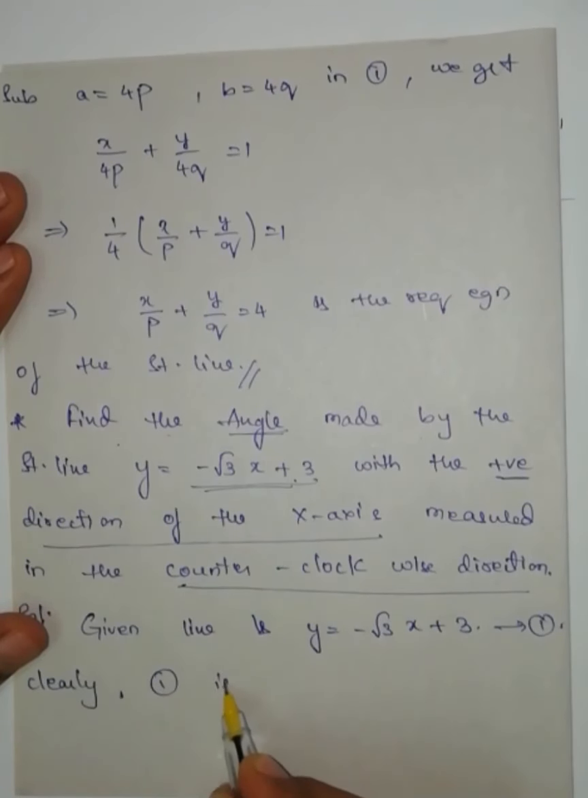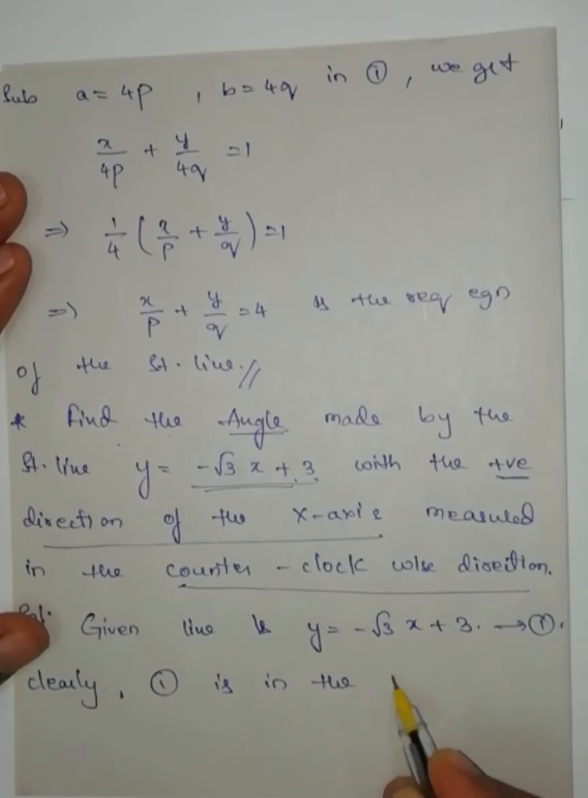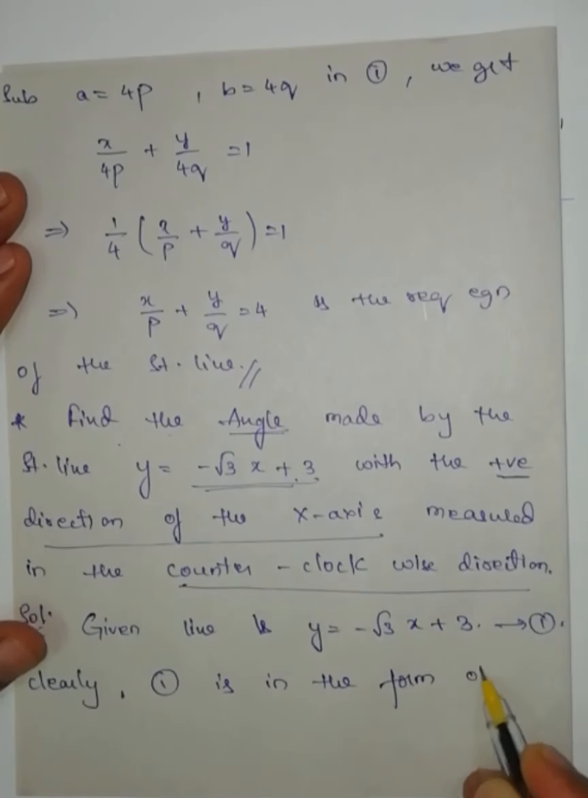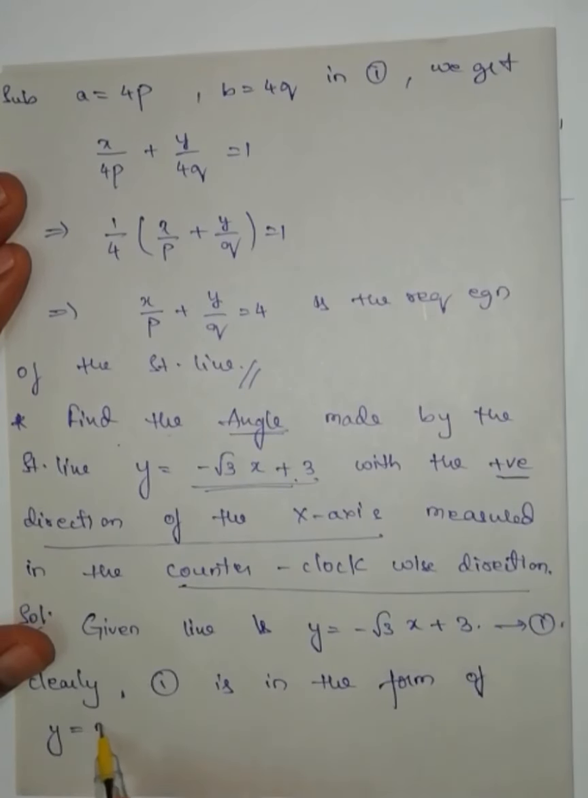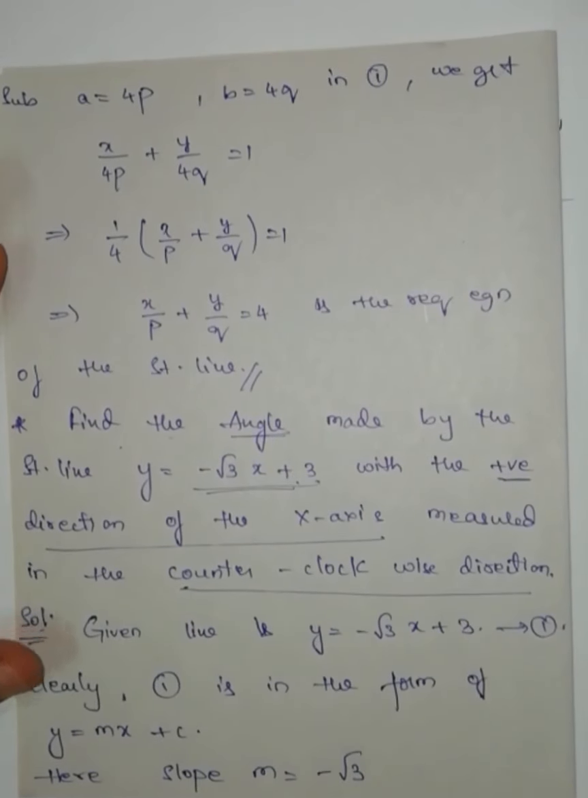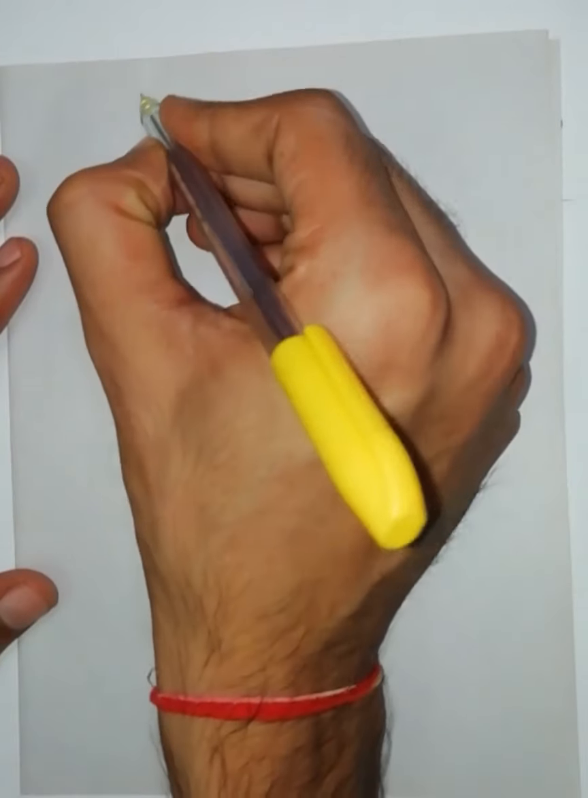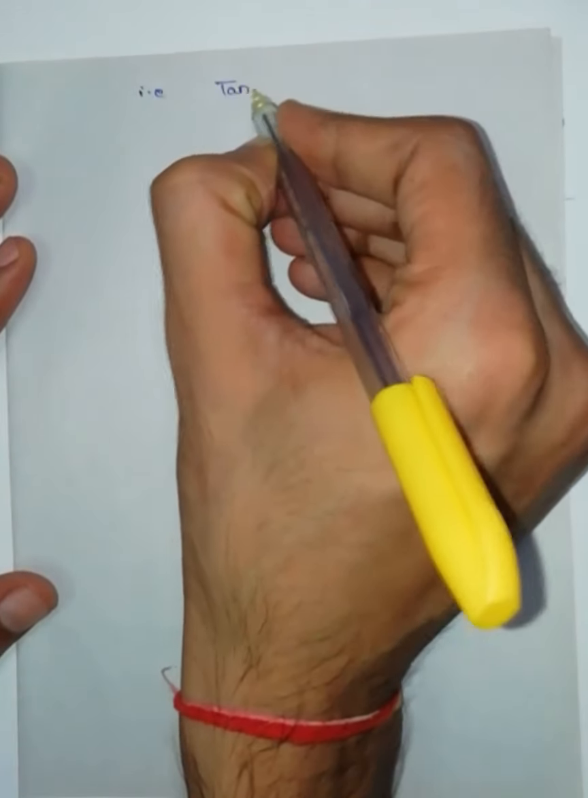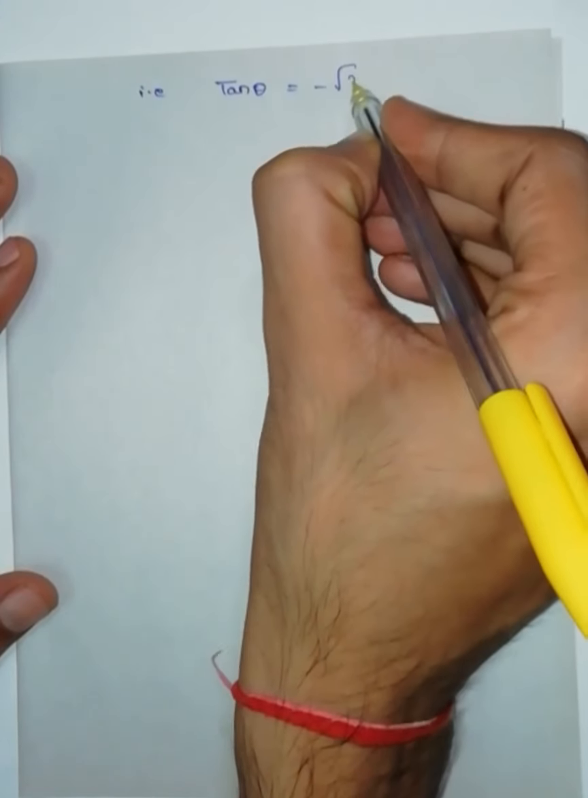Clearly, equation number 1 is in the form of y is equal to mx plus c. So here, what is m? Here slope m is equal to minus root 3. That is, tan theta is equal to minus root 3.